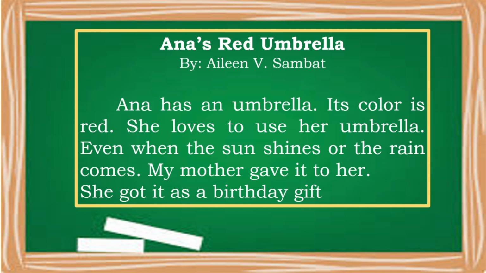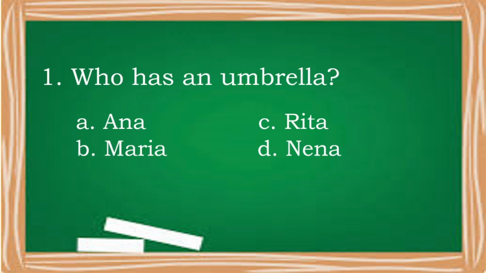Anna's Red Umbrella by Eileen V. Sampat. Anna has an umbrella. Its color is red. She loves to use her umbrella, even when the sun shines or the rain comes. My mother gave it to her. She got it as a birthday gift.